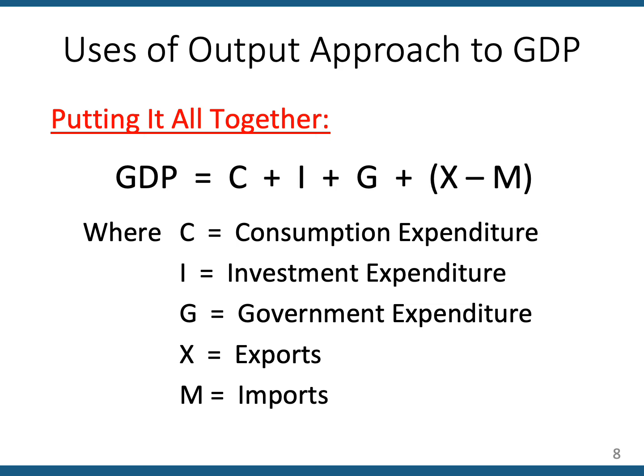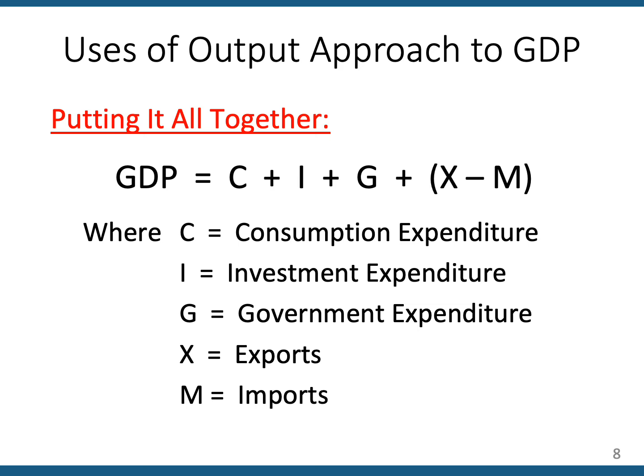And then G, remember, is government expenditures. This is the government, and everything they produce is included there. And then the adjustment for exports minus imports to make sure that we are measuring everything that was produced in our economy. And there you have it.